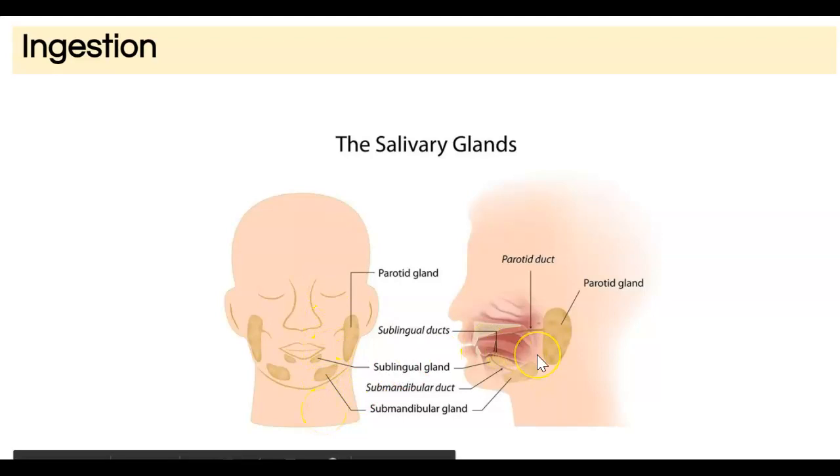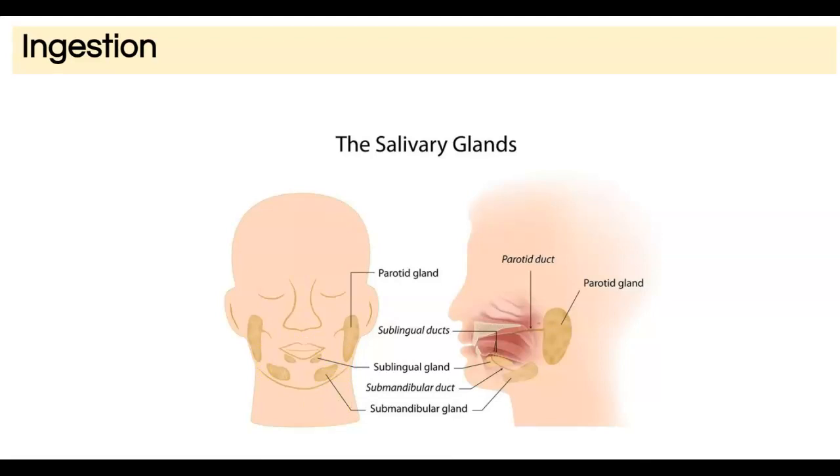We have three primary salivary glands. One is the parotid gland. The other ones are the submandibular glands. You can see them there, one on each side. And then the sublingual. I'm going to help you remember some of these names by using just language.